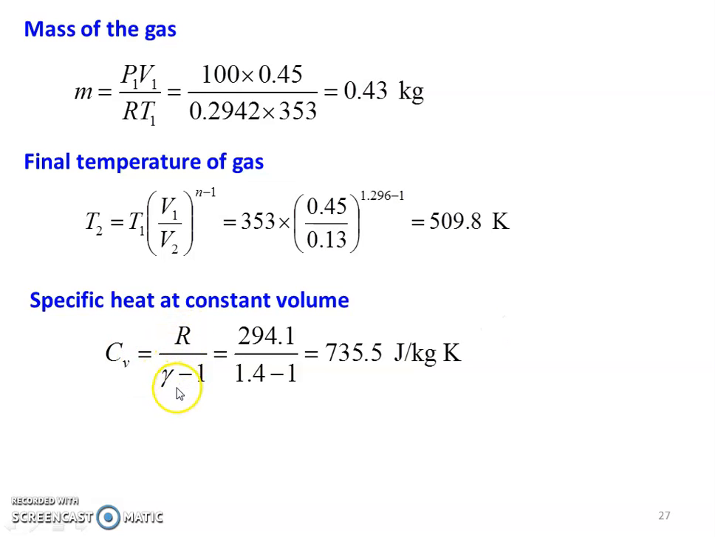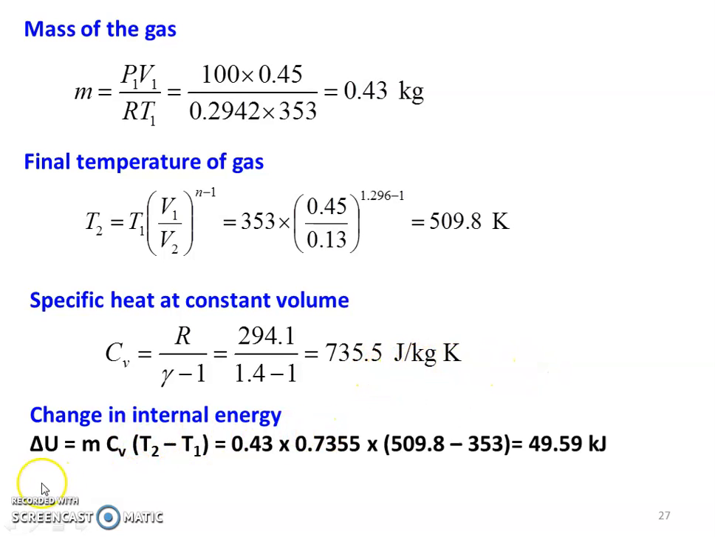Specific heat at constant volume, Cv equal to R by gamma minus 1. Cp minus Cv equal to R, and rearranging the equation, Cv equal to R by gamma minus 1. R equal to 294.2, and the gamma value is given in the problem, 1.4 minus 1. It is 735.5 joules per kilogram Kelvin.